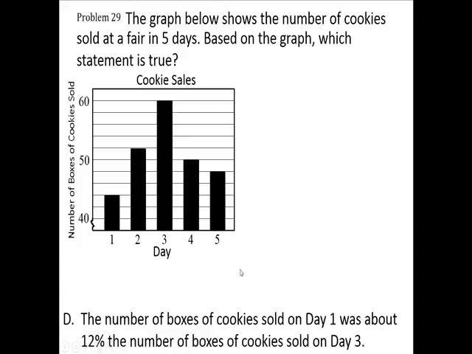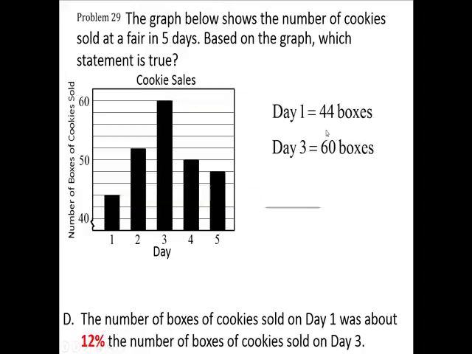Now, what's wrong with answer D? Talking about day 1, which would be 42, here's 40, 42, 44. And day 3 is what? 60. So now we're talking about 44 compared with 60. Is this 12%? Well, 12% is like 10%, isn't it? Pretty close to 10%. 10% of 60 is 6, isn't it? A tenth of 60 is 6. This is a lot more than 12%. So I would not pick this for my answer.